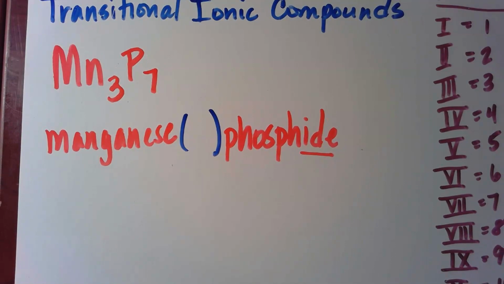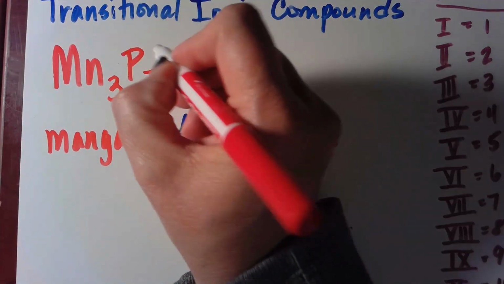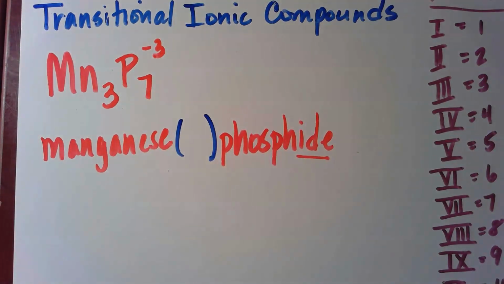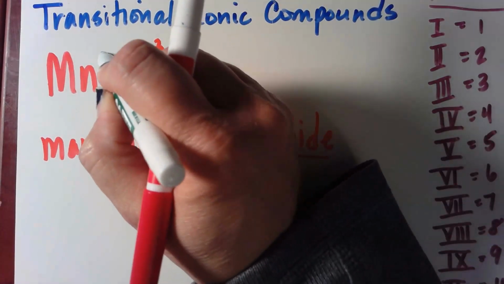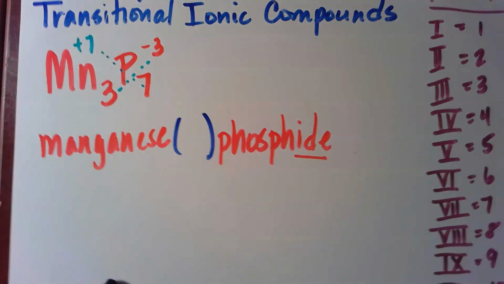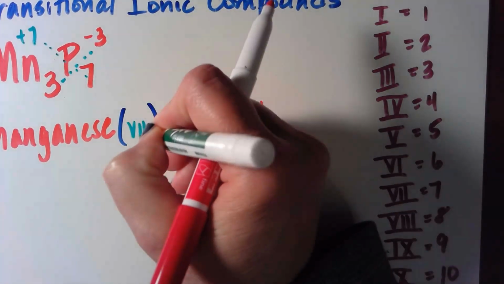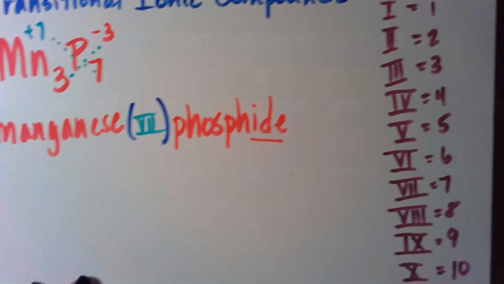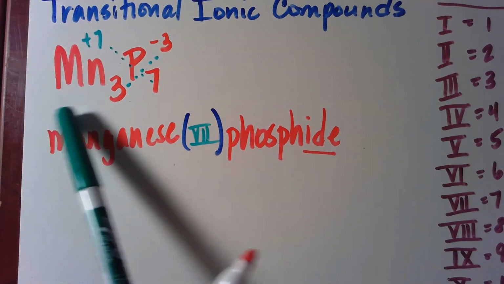Okay, now, what's the charge on manganese? Well, again, we already know that P will always be a -3. Always. So use your little hints. If that's a -3, then what's manganese's charge? If you said 7, you're absolutely correct. Which means now you have to put a Roman numeral 7 in here, which 7 looks like that. So it's VII. And done. There's your formula and your name for manganese phosphide.